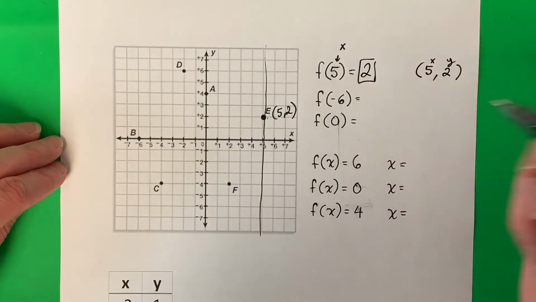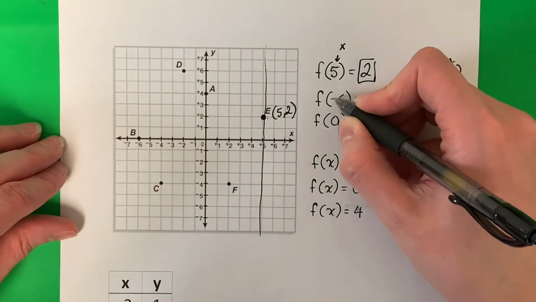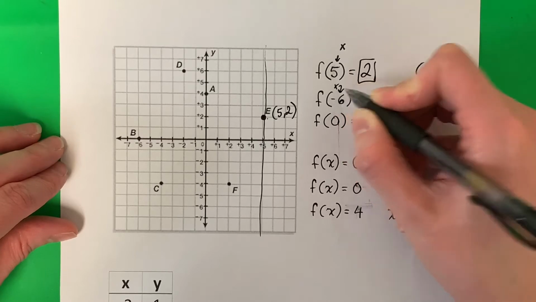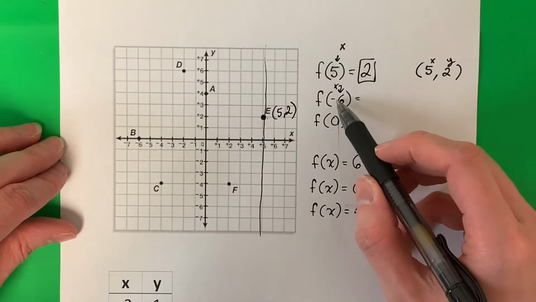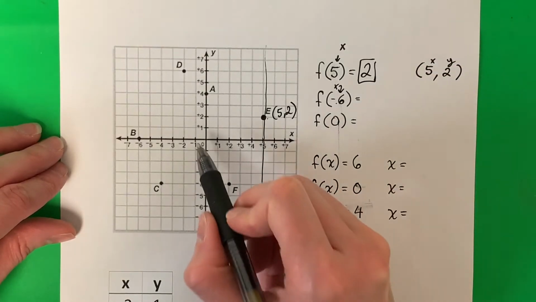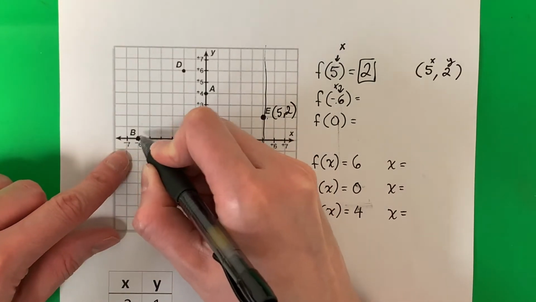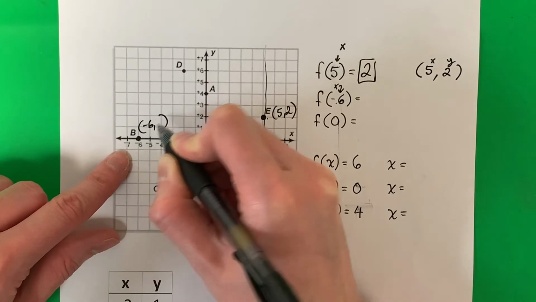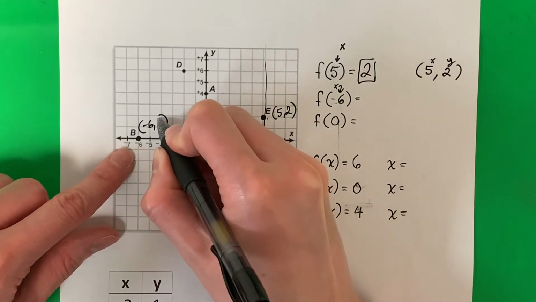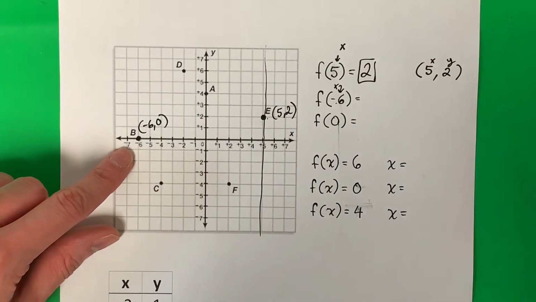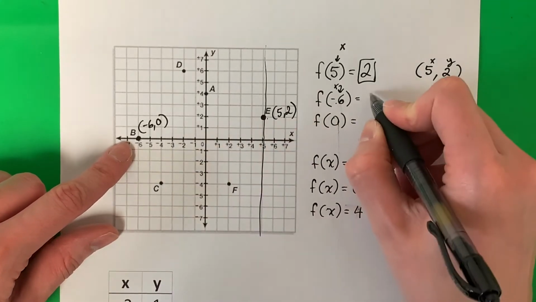The other one. Here I have f of -6. -6 is inside the parentheses, so that is x. So I'm going to go to x -6. That is to the left. 1, 2, 3, 4, 5, 6. It looks like it touches B. And if it touches the line, that means it has a 0. So this is 0.